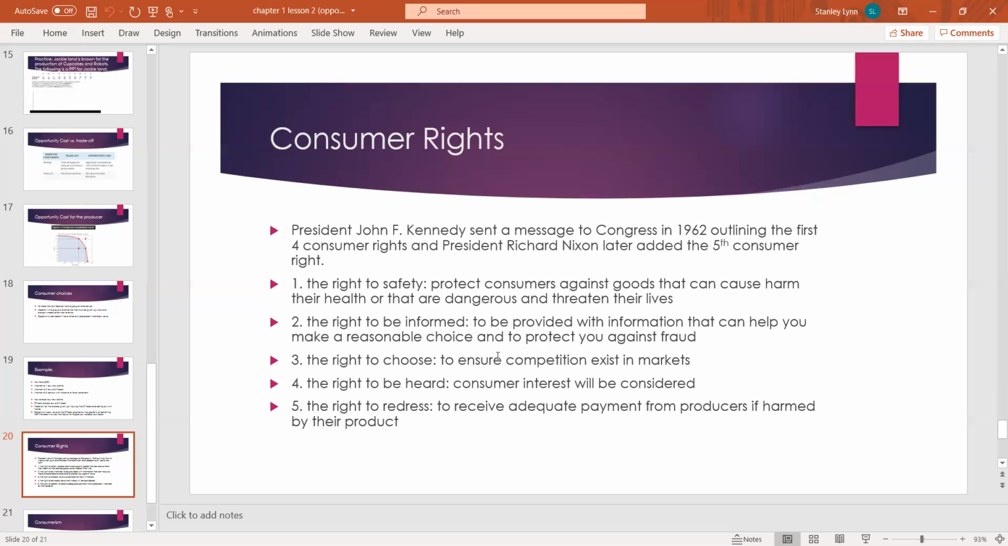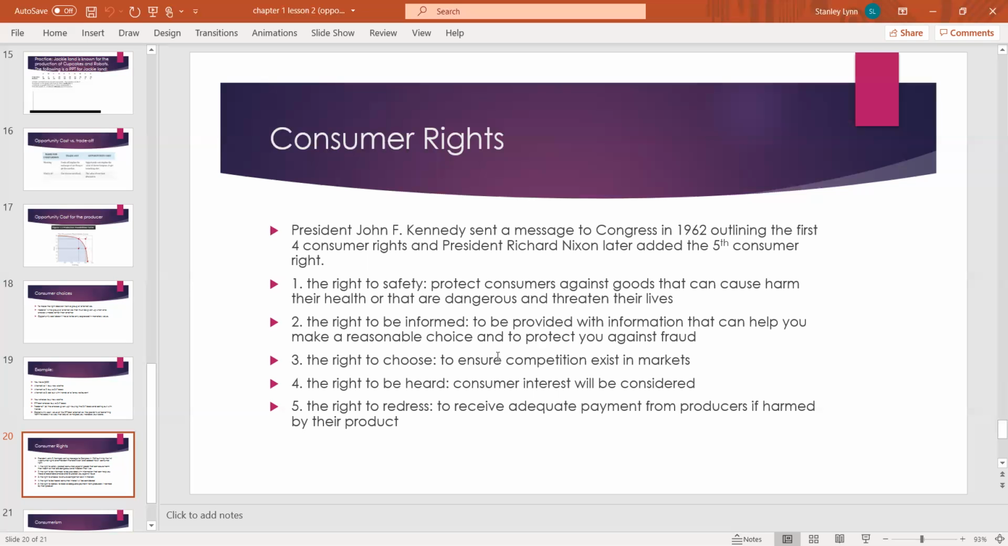However, if you're entering a competitive market where you have multiple producers or sellers that sell the same good, then you have a choice to make, okay? And this protects you as a consumer because sellers cannot take advantage of you and force you into buying a good for the price that they determine, okay? It gives you freedom of choice. And next one, you have the right to be heard. That means, again, producers are listening and obeying your and satisfying your needs and demands.